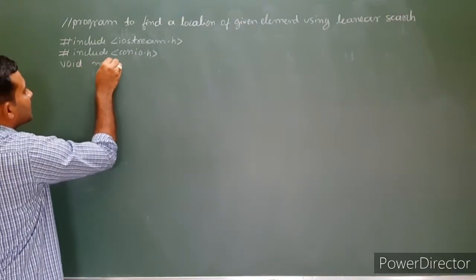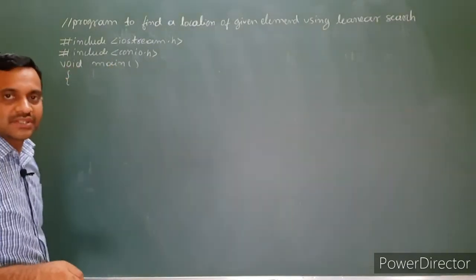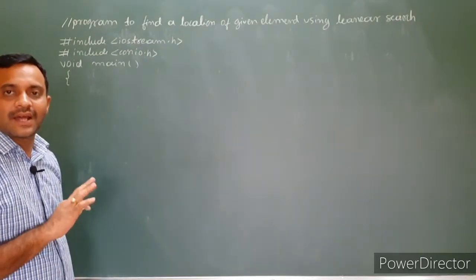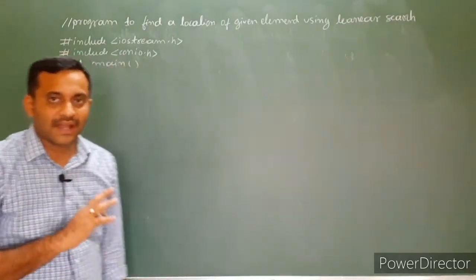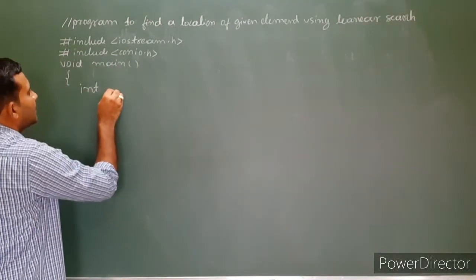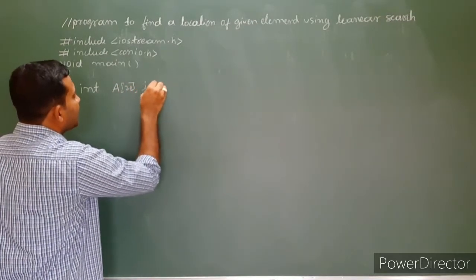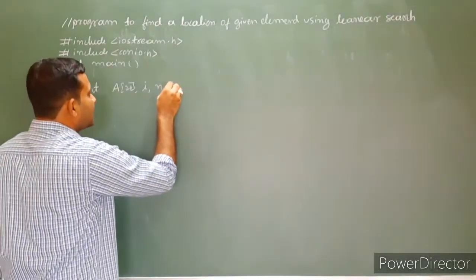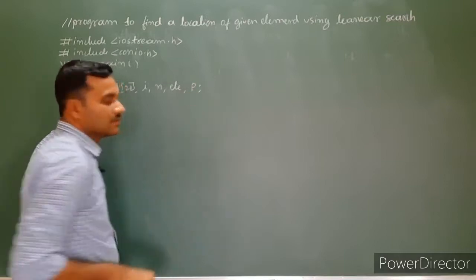Here we write an example program without classes and objects. It is only an example program, not a lab program. All lab programs are written using classes and objects, but this is an example program. So integer array, first declare an array with 20 elements. If it is an array, index and n are compulsory. Then also read the searching element, then position p.